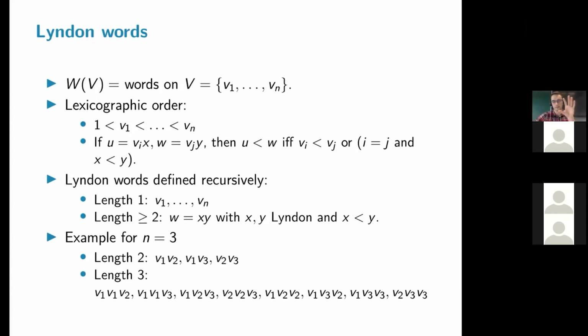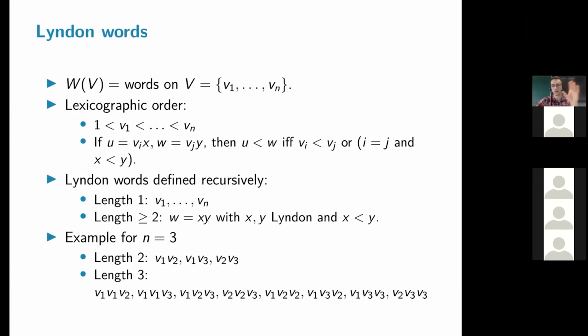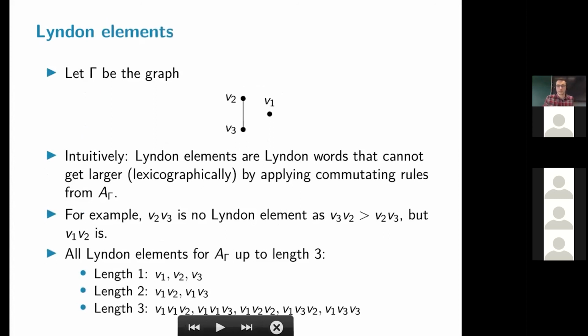And this procedure up until now is independent of the graph. So I just took some vertex set V, but the graph will not come into play up until the next step. Because in the next step, and I had some tongue slips where I mentioned Lyndon elements, but this is different from Lyndon words. Why?